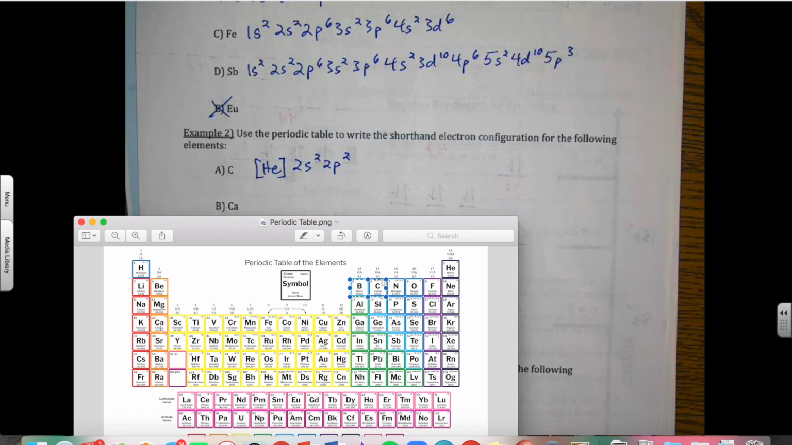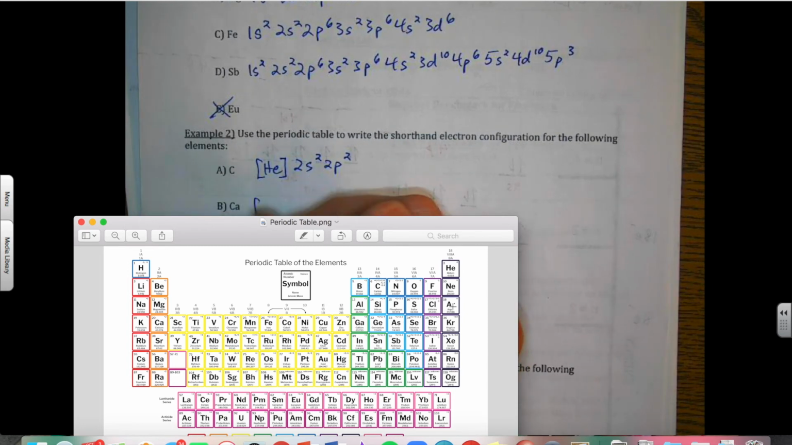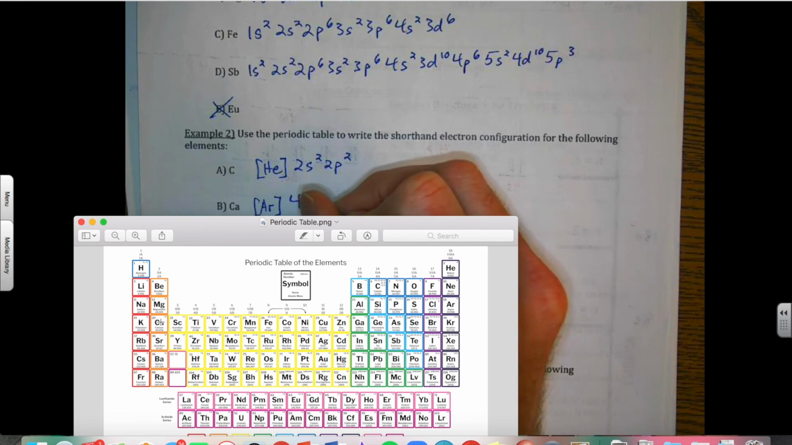For calcium, we're going to go to its previous noble gas. So here's calcium right there. We're going to back up to argon. So I'm going to write argon in brackets, and that symbolizes all noble gas configurations up to argon. And so now I can just move on from argon up to potassium. So this is going to be 4s2. That's it.